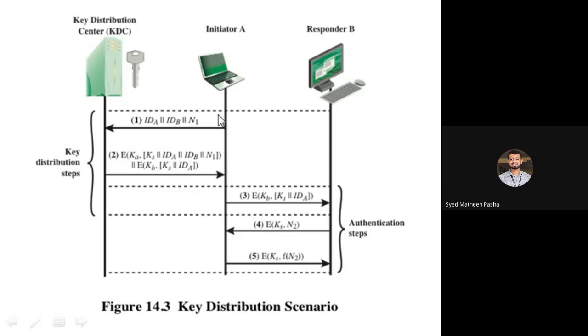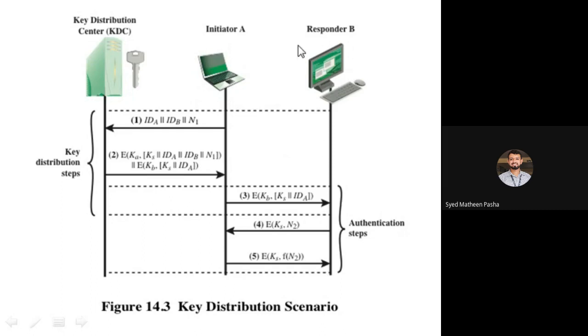What happens in the next step? This key, whatever key you got from here, should be communicated to responder B. So what does it do? As I told, there is no security channel between initiator A and responder B. That encryption, whatever key you get from the KDC, is again encrypted by the initiator A and sent to responder B. So that is happening in the third step. That is the key, it should get the key from responder B, so it is represented as KB, depending on IDA, with respect to IDA, the key is sent to responder B.